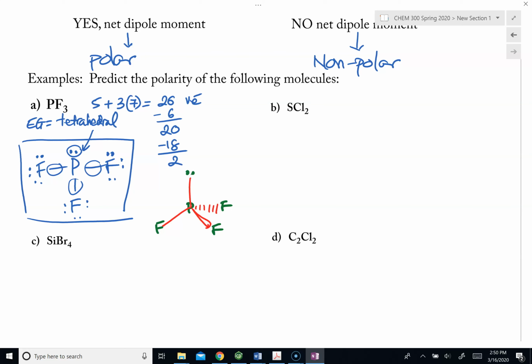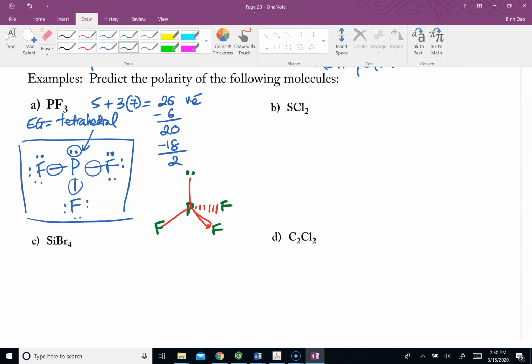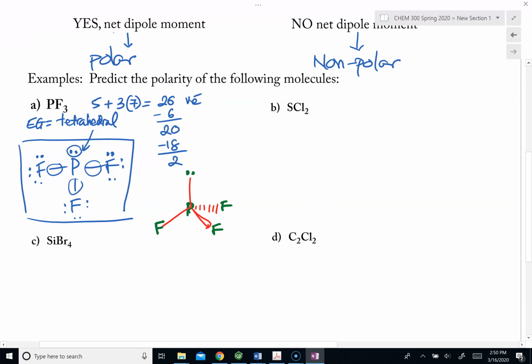The answer would be 3. Each of the phosphorus-fluorine bonds will be polar covalent. So therefore, now we will have 3 dipole moments, all pointing to the fluorine. There's no dipole moment on the lone pair. Please remember that, because there's no bond in there. There would only be a dipole moment if there is a covalent bond.